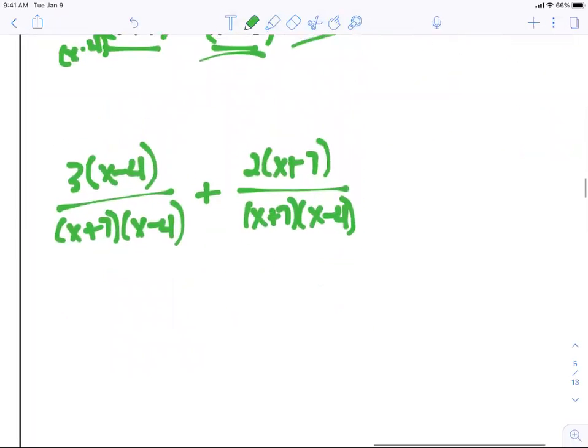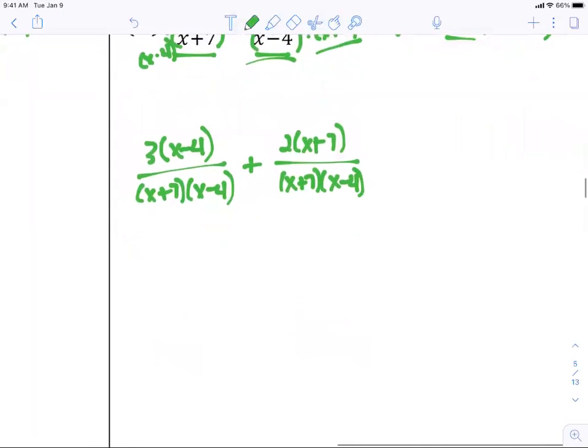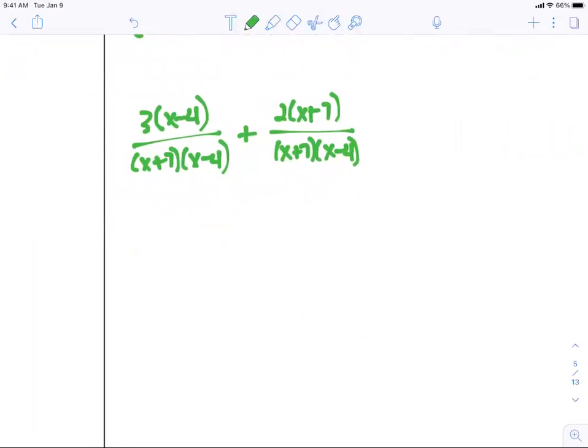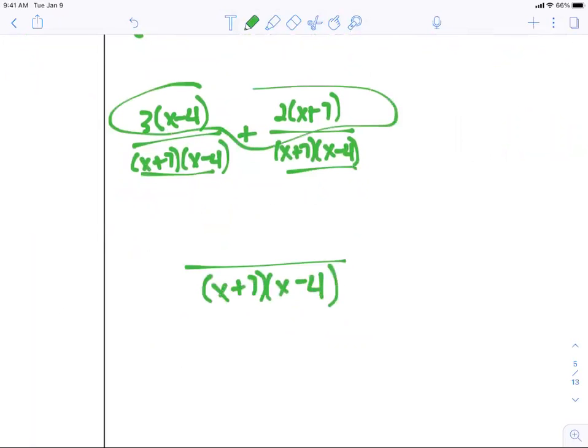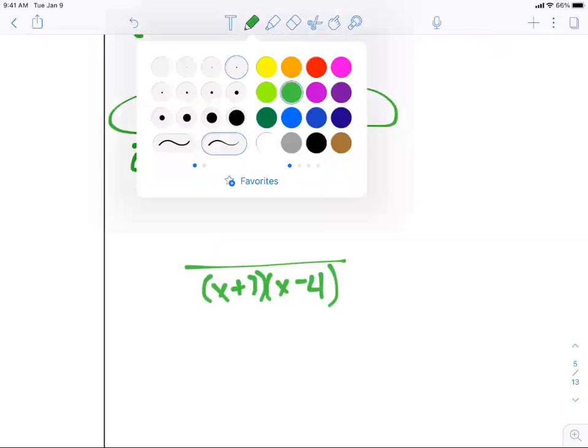Now, this technically isn't a step that you have to write. It's more just simplifying so you don't forget signs and things like that. But because they have that same denominator, the next step is to combine the fractions. Keep that common denominator, and all we do is add or subtract the numerators. In this case, it's addition. Now, I'm actually going to distribute these numbers because it's an addition sign. That's not going to change the signs of these guys. So I'm going to go through and do this.